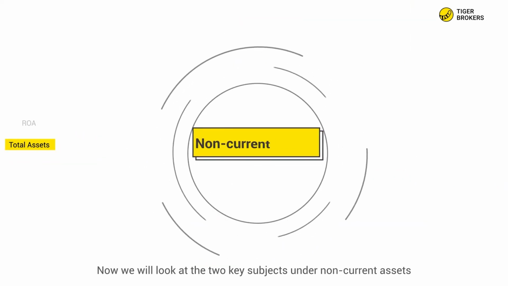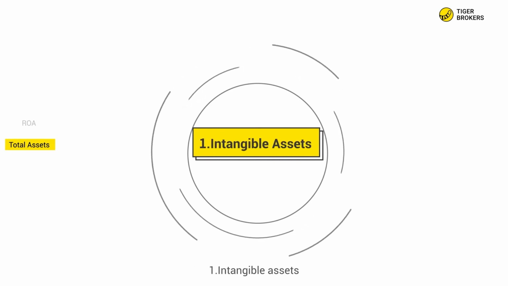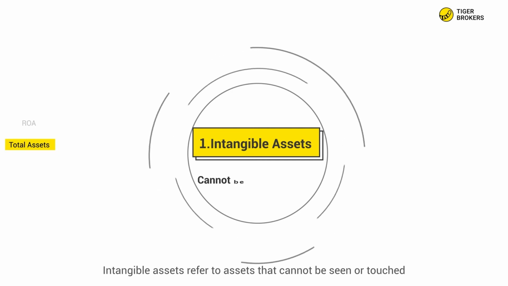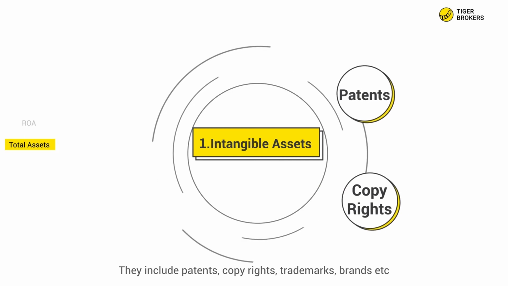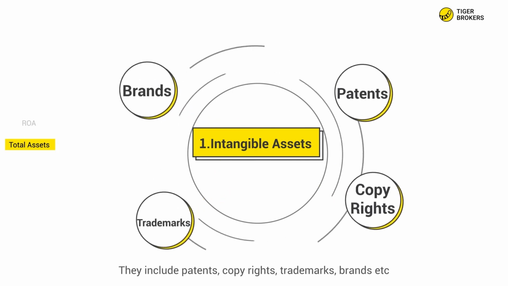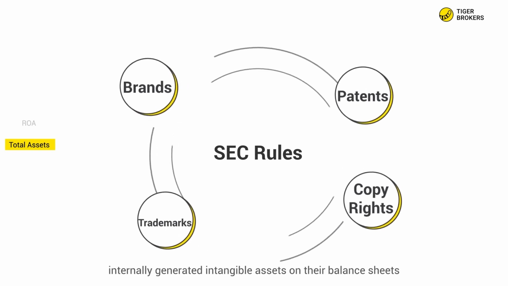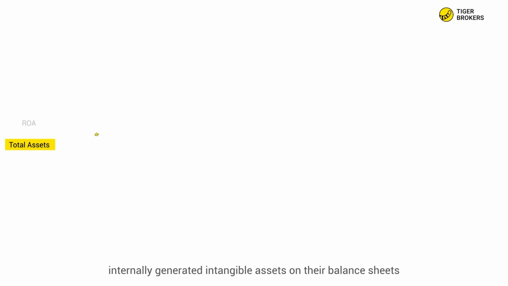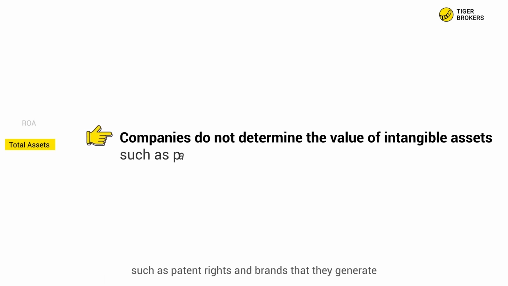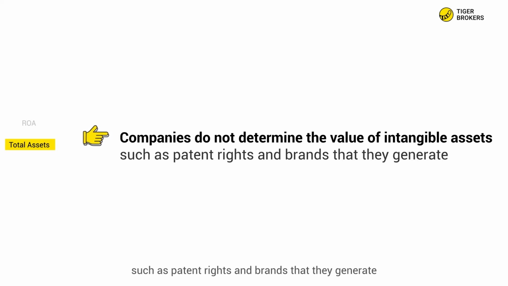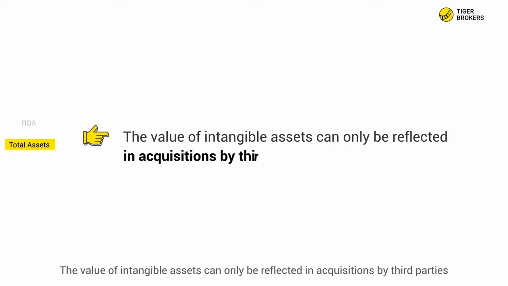Now, we will look at the 2 key subjects under non-current assets. 1. Intangible assets. Intangible assets refer to assets that cannot be seen or touched. They include patents, copyrights, trademarks, brands, etc. The SEC rules do not allow companies to include internally generated intangible assets on their balance sheets. That is, companies do not determine the value of intangible assets such as patent rights and brands that they generate. The value of intangible assets can only be reflected in acquisitions by third parties.